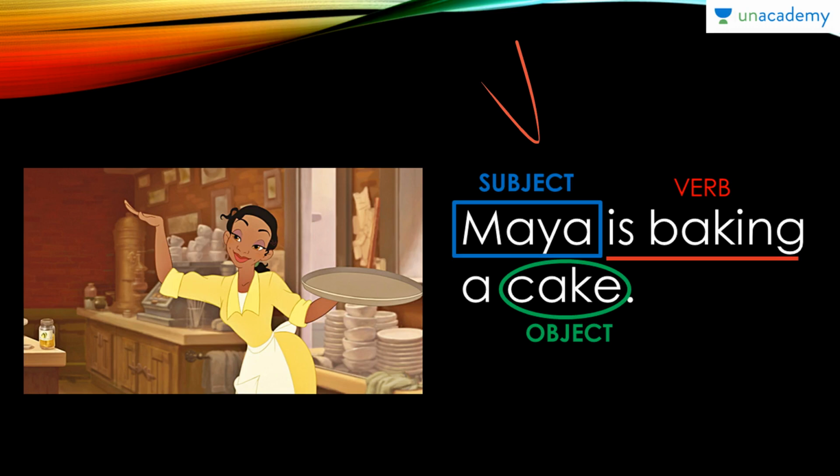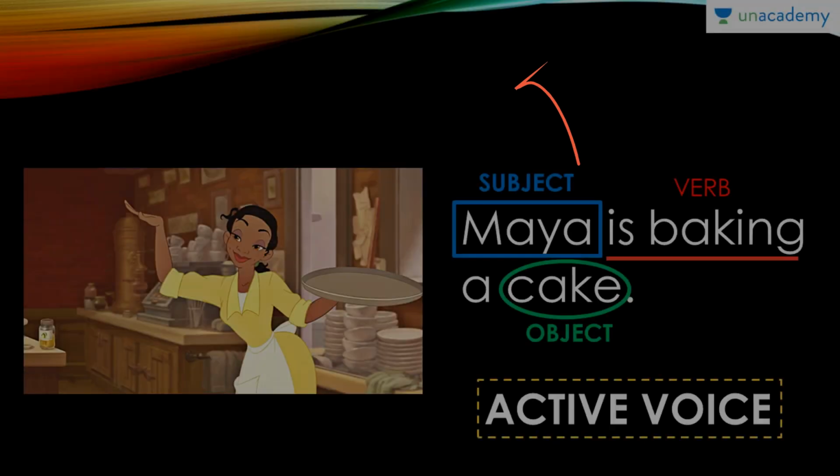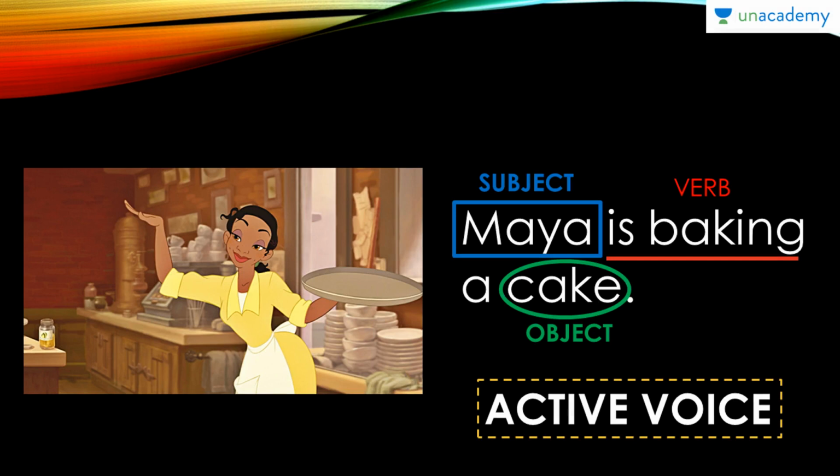So who is baking a cake? Maya is baking a cake, making Maya our subject. Maya is baking what? A cake. Making cake our object. And is baking is our verb. Now don't mistake is, which is a be form verb, to be an auxiliary verb. Is baking just comes under present continuous tense. Maya is baking a cake. That is an active voice and we have done right.